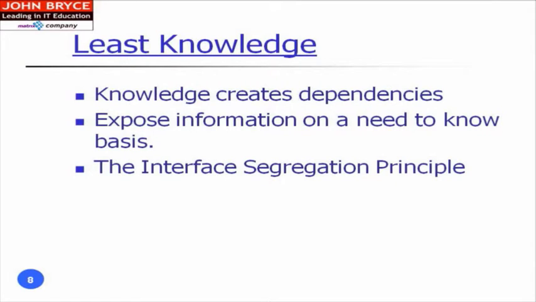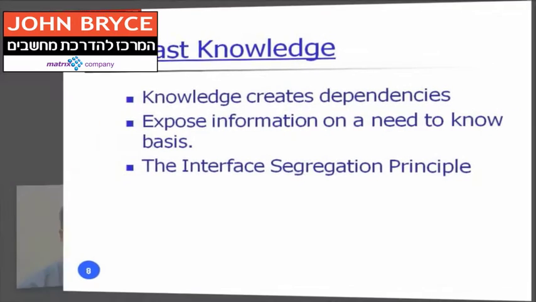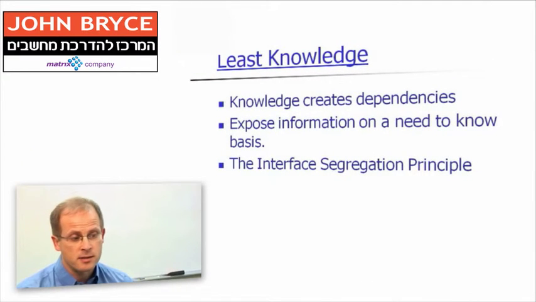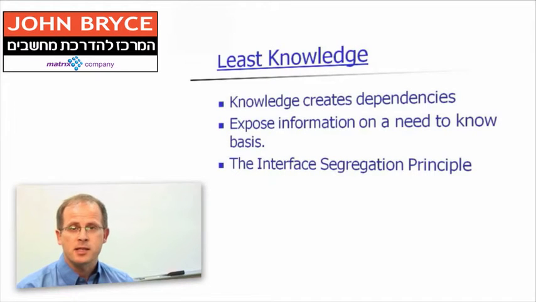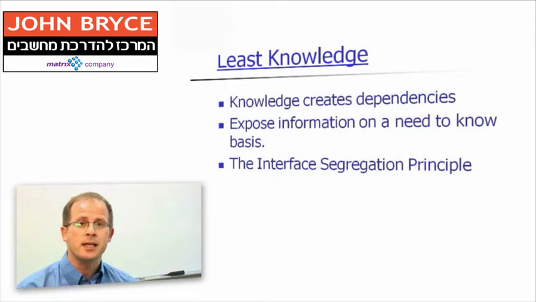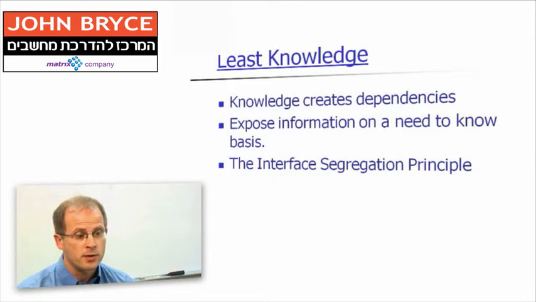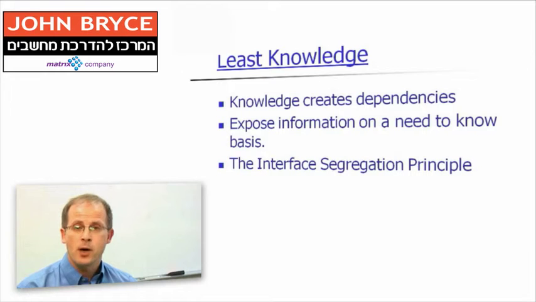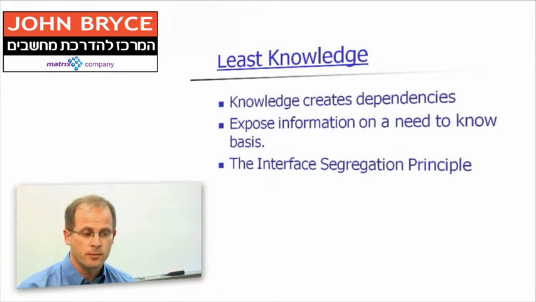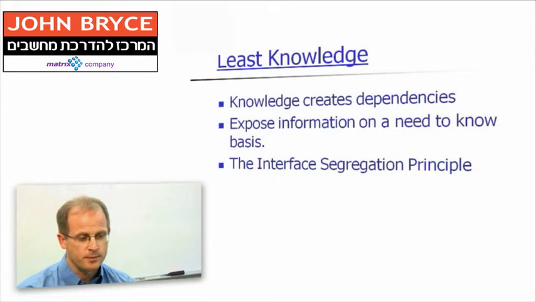Unlike in the real world, knowledge is not power in software. In fact, knowledge creates dependencies. Dependencies expose information. Dependencies actually prevent us from making changes easily to one component that do not propagate to changes in another component. So if knowledge creates dependencies, we should try to implement our modules with as little knowledge from the outside world and from other components as possible. We expose information on a need-to-know basis. Only what you need to know to implement should in fact be exposed.